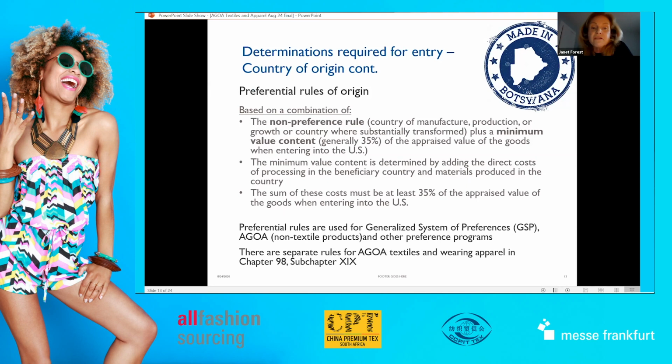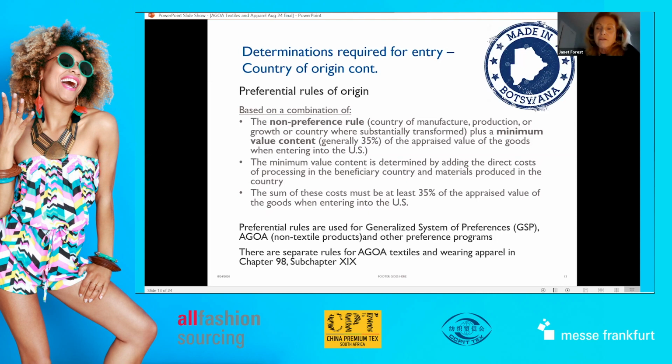And that 35% is determined by adding direct costs of processing and materials produced in the country, the beneficiary country. Direct costs of processing is defined pretty broadly. It can include things like electricity for the factory, staff, certainly all the labor, etc. The sum of these direct costs of processing and materials produced has to be at least 35% of the appraised value of the goods when they enter the US. These are used, as I said, for the Generalized System of Preferences, non-textile products, and other preference programs.